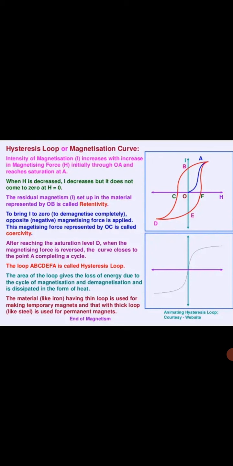After point C, when you increase the value of H in the opposite direction, the substance starts increasing its magnetization in the opposite direction and becomes saturated at the point D. And after point D, when the value of H again starts increasing in the positive direction, the curve retraces its path up to the point A. So after reaching the saturation level D, when the magnetizing force is again reversed, the curve retraces or closes to the point A, completing one cycle of magnetization and demagnetization.